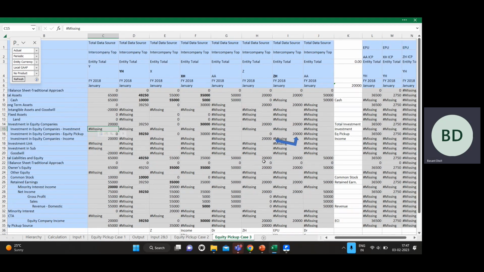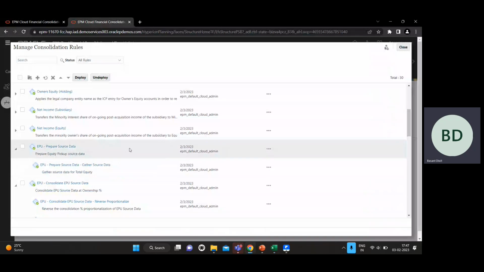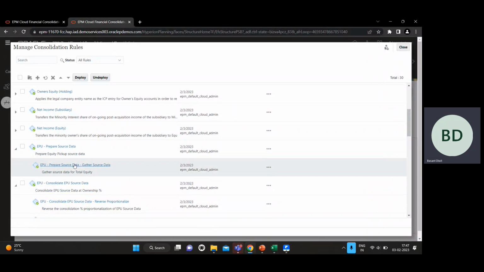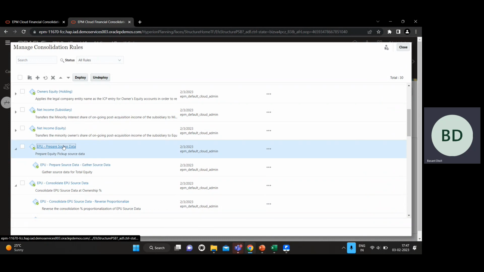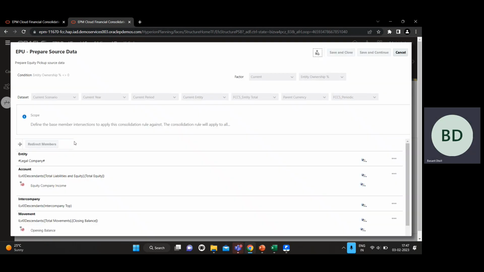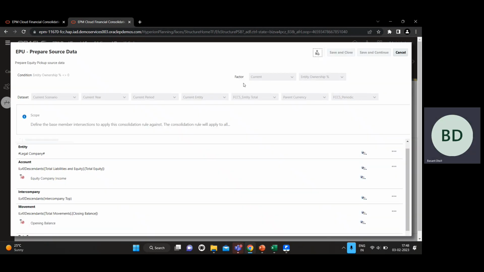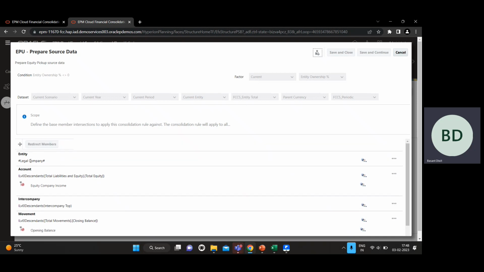And one more thing I will tell you: when we open the rules, this is the rule set, and under this we have various rules. In the rule set we provide the source. In the source we have to provide the factor, at what percentage the amount will be calculated. So this is the factor, and we are choosing entity ownership. So we have the source here at the left side, and the entity is legal company.